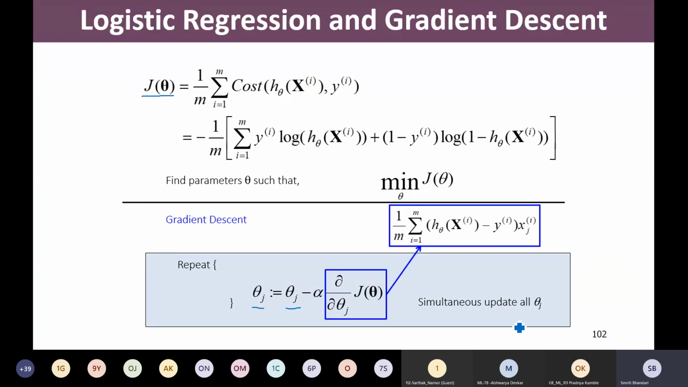But see here, we have seen that the partial derivative of J of theta, in the case of linear regression, was like this: 1 divided by m, summation over i equal to 1 to m, h theta of x i minus y i, into x j i. So this was the partial derivative of J of theta with respect to that particular theta j. Now, regression also.